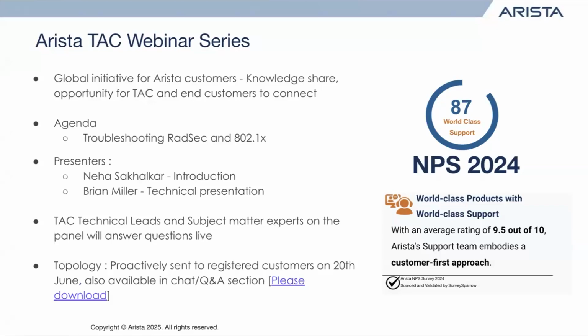Since we started this initiative in 2022, we have walked through a variety of subjects, everything from switch health checks and packet drops to EVPN, VXLAN, AI workloads, and much more. Today's session will be all about troubleshooting campus network issues, specifically around RadSec and 802.1x.